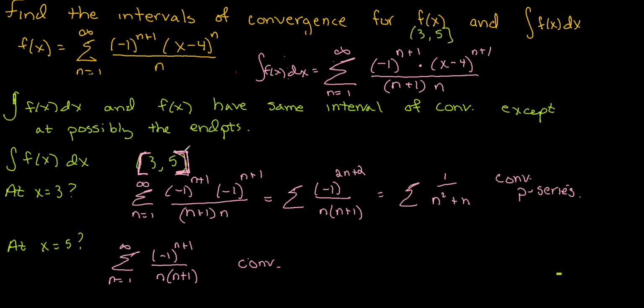So here, my interval of convergence was the closed interval 3 to 5, whereas for the regular old function, it was the half open interval 3 to 5.